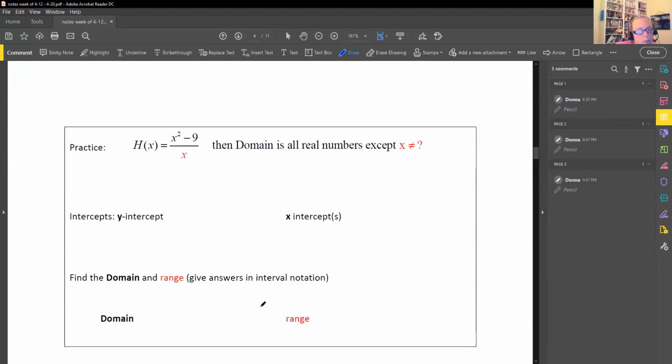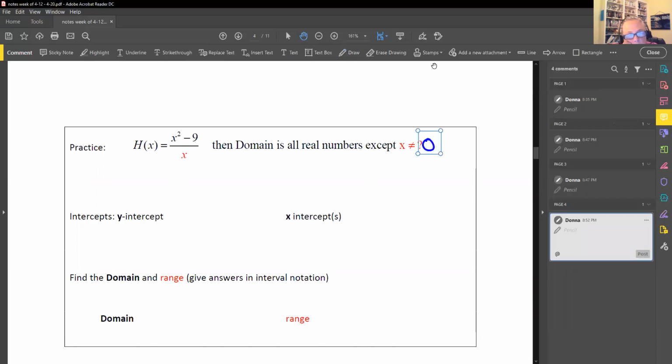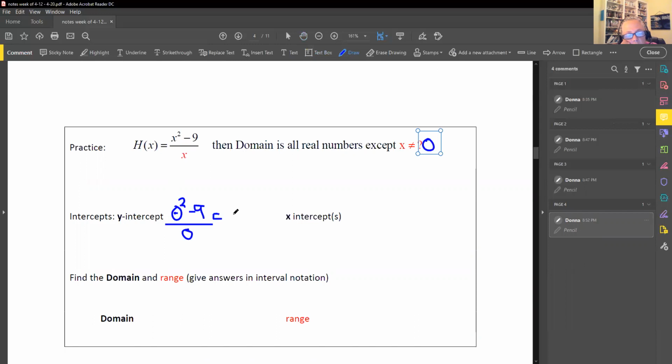All right, one more example. See if you want to pause the video and try it on your own. That's fine. I'm going to work through it. So the bottom can't be 0, so I know that x can't be 0. That's my domain. To find the y-intercept, you set x to 0. So I'm going to get (0 squared minus 9) over 0. And you go, whoa, that's -9 over 0. You cannot divide by 0. So this means there is no y-intercept. This will never cross the y-axis.